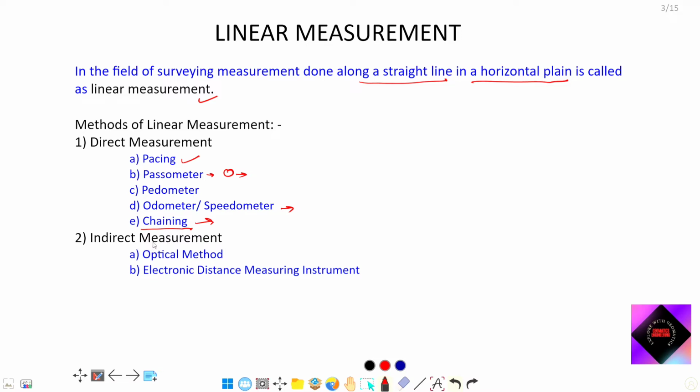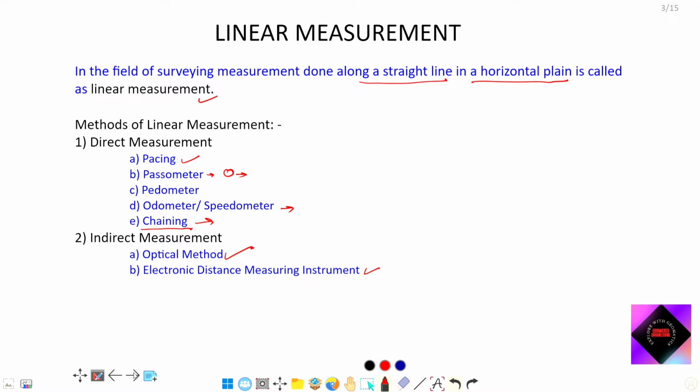Now next is the indirect method of measurement. There is the optical method, which is also known as tachometry. Then there is the electronic distance measuring method, in which with the help of radiations we measure the distance. So this much of a little introduction to linear measurement we have to know.